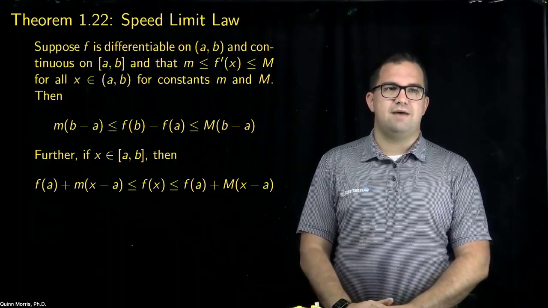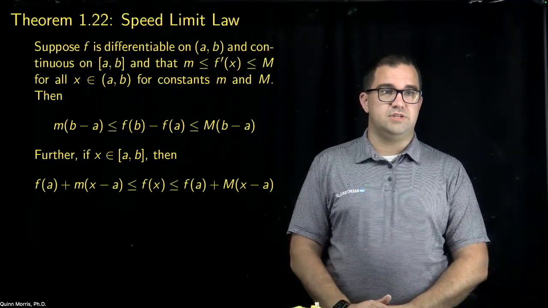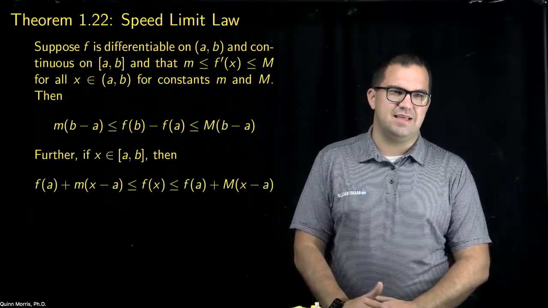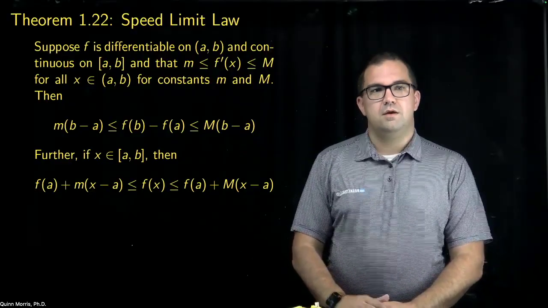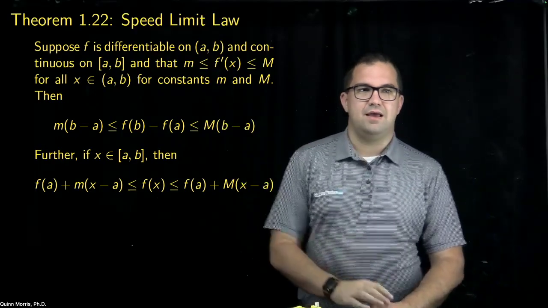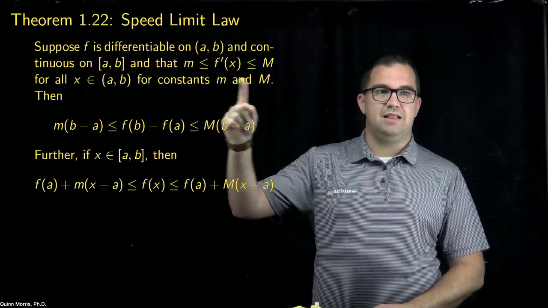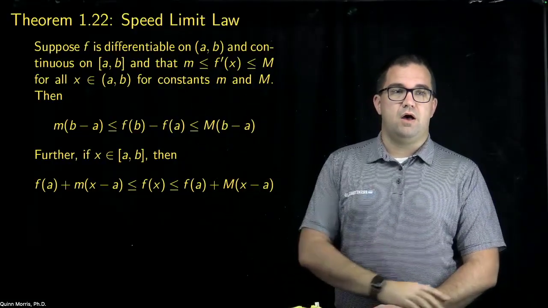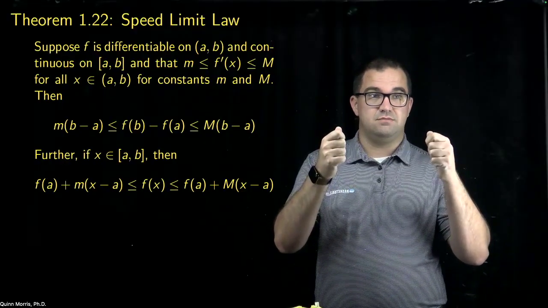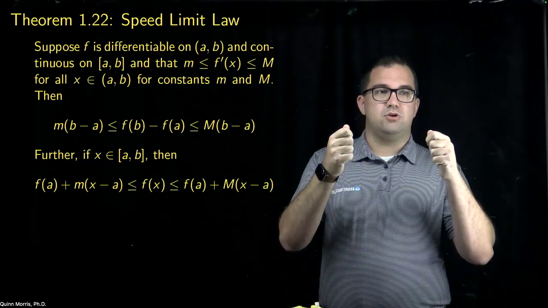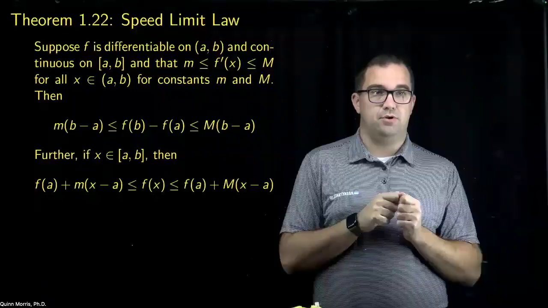So suppose I have a function f, which is differentiable on the open interval (a, b) and continuous on the closed interval [a, b]. So again, notice that's saying the function f satisfies the hypotheses of the mean value theorem. But let us further suppose that our derivative f prime of x is bounded between this little m and this capital M for all x in the interval (a, b). So I know my derivative exists for every value between a and b, and I also know that it's no smaller than little m and no bigger than capital M.